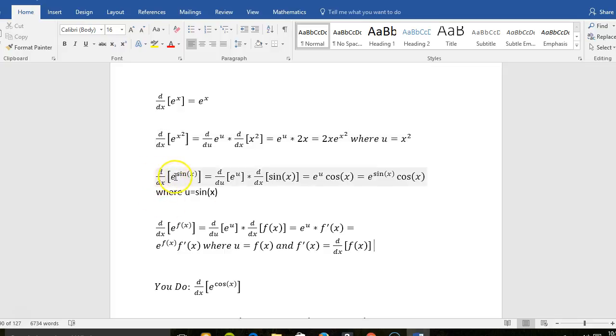Now, d by dx of e to the sine x, that's d by du of e to the u times d by dx of sine x, where my u term is the sine x. Again, we get e to the u times, remember the derivative of the sine is the cosine, and then just replace u with the sine, and so it's e to the sine x times the cosine x, and we're done. I'm really being sloppy. When I say sine, I mean sine of x, and when I say cosine, I mean cosine of x, but you get the idea. I'll leave it for you to do this guy down here.